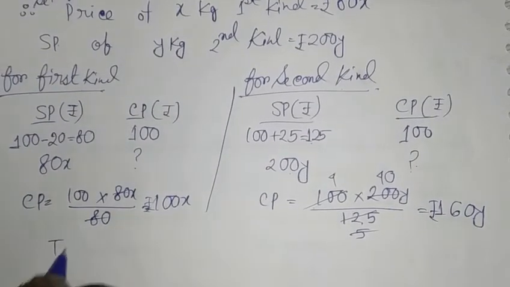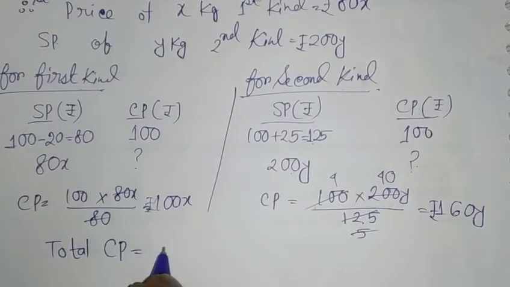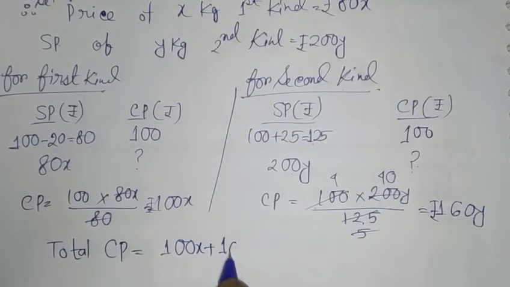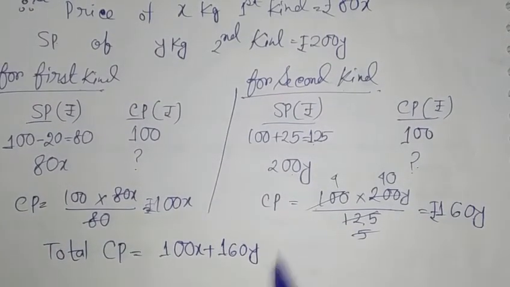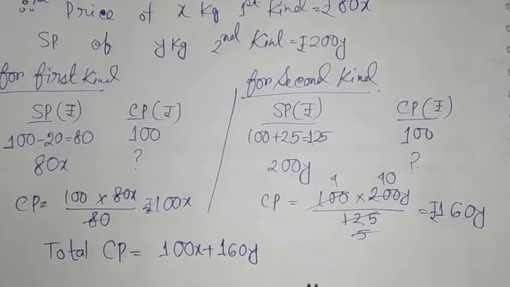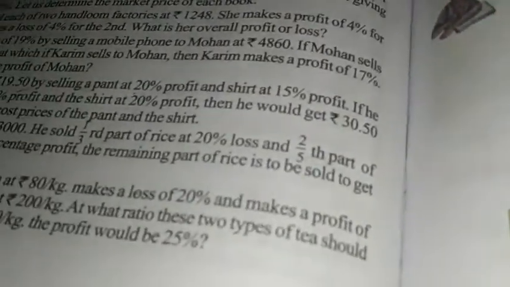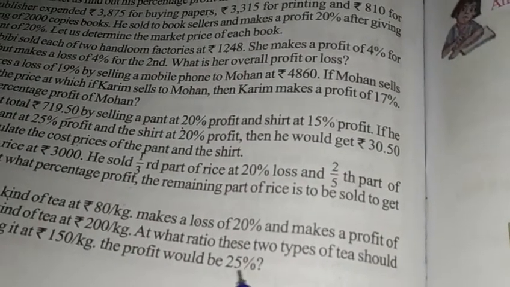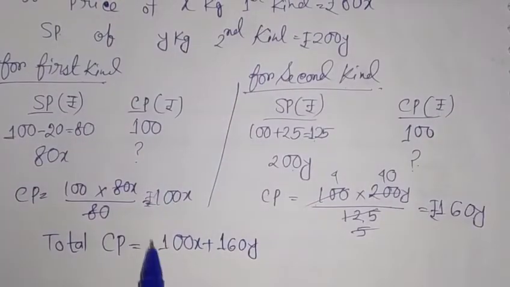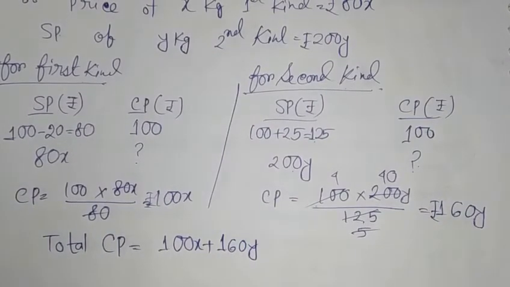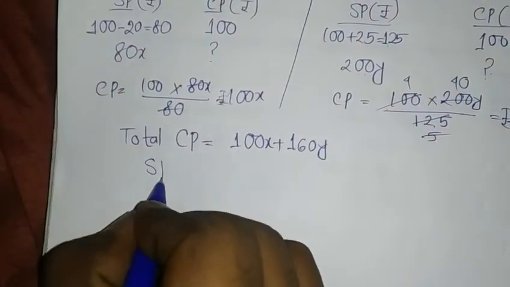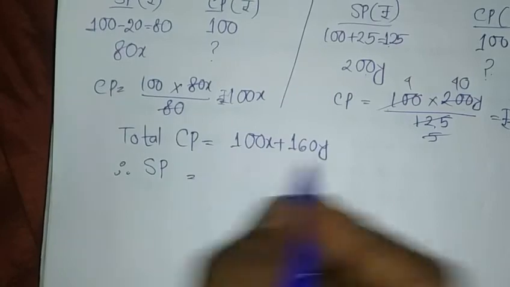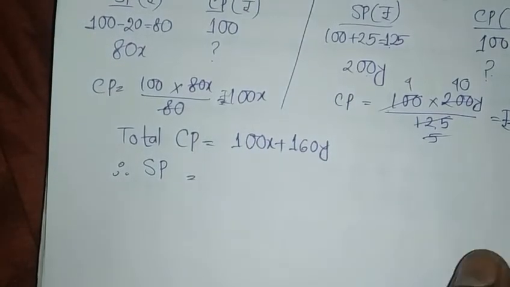Now the total cost price is 100x plus 160y. Right? This is the total cost price. Now we need to sell this item with 25% profit. Right? Look at this question, in the last line, this 25%. We need to sell with 25% profit. So the cost price is this. So what will be the selling price if there is 25% profit? Then the selling price will be the cost price plus 25% of this.